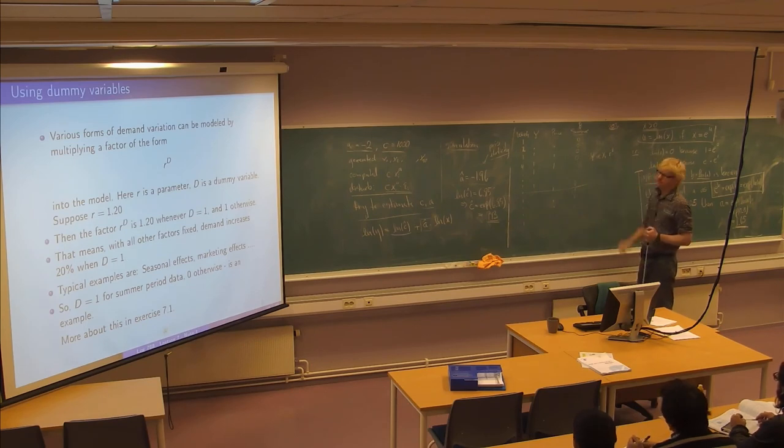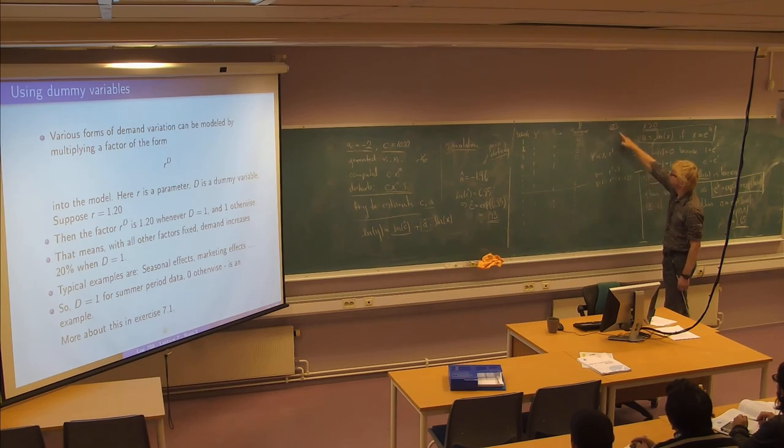Then what happens? Well, if D is 0, then R to the D is 1, so you have your base model. But if D is 1, then R to the D is, well, R. So it's 1.20 in that case. I didn't say that here, but it says there.